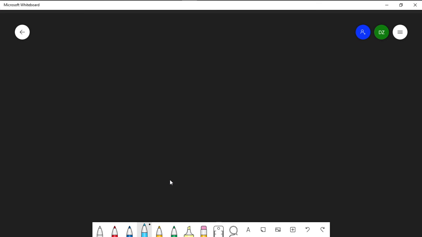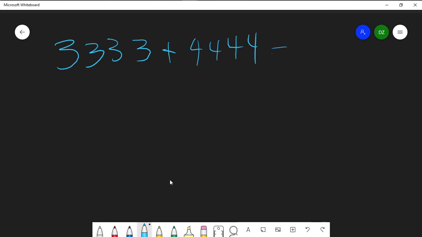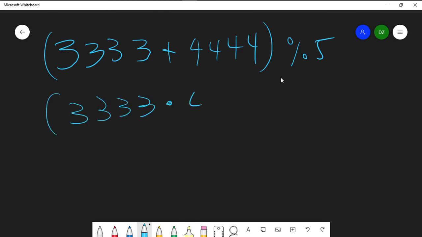But here are some examples of those basic operations. So here's a cool question. 3,333 plus 4,444. What is the remainder divided by 5? Or actually, it could be just modulo. And what is the remainder of their product?